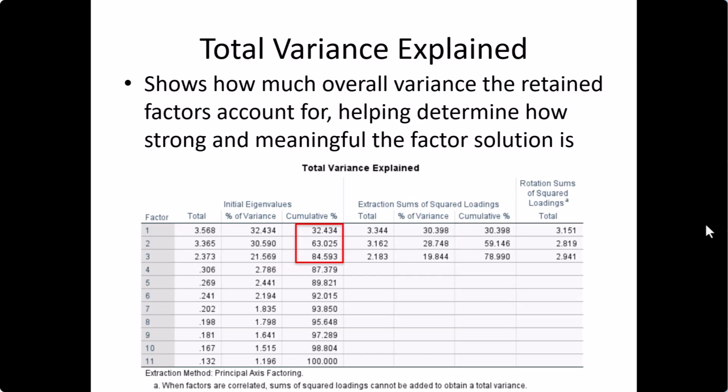Total variance explained. So then we move to the next table, which shows how much overall variance the retained factors account for, helping determine how strong and meaningful the factor solution is. So right now you can see that we have 1, 2, 3 factors that are greater than 1. Between factor 3 and 4, we go from 2.3 down to 0.30. So it looks like these data represent 3 strong factors. You have the percent of the variance and the cumulative percent of the variance. When we get down to our third factor, we have explained 84% of the total variance.